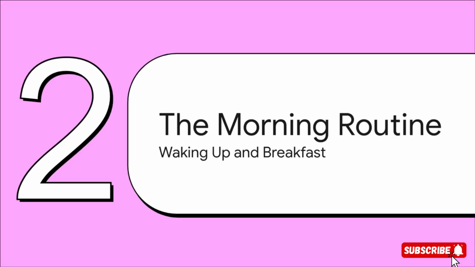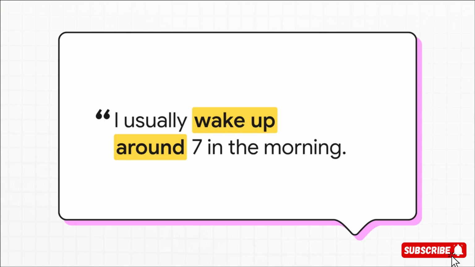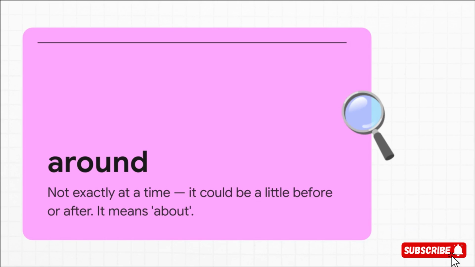First up, the morning. And for a lot of us, this is the busiest, most chaotic part of the day. It's also filled with all these specific little actions that have their own unique phrases in English. So Emma's day starts right here. Now, this sentence seems super simple, but there's one tiny but very useful word in there for talking about time. Can you spot it? Yep, it's the word around.